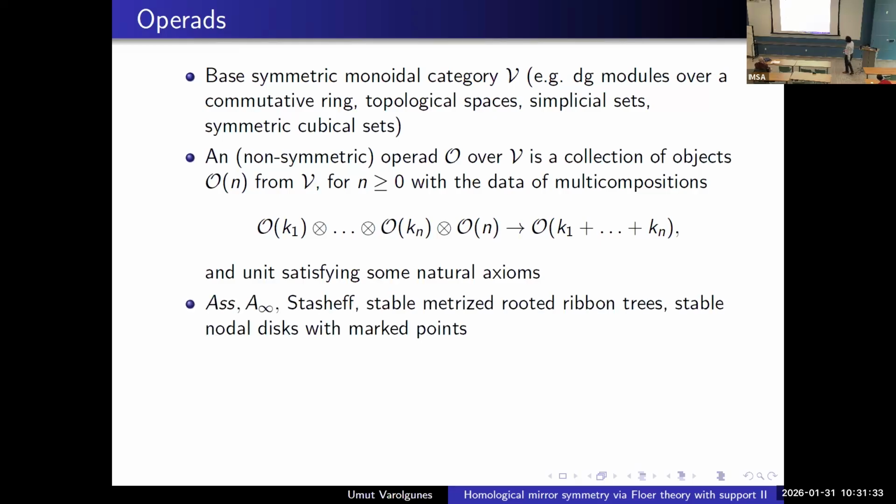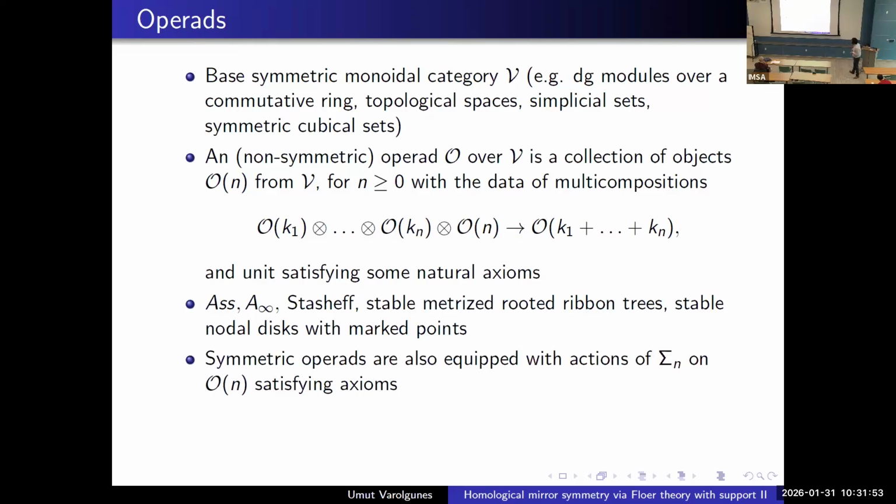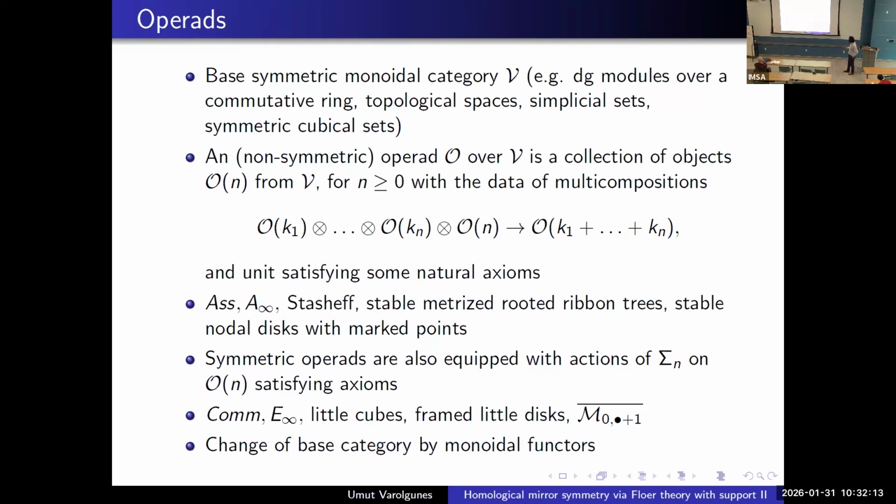And there are some examples. You can have the associative operad, the A-infinity operad, Tashev polytopes form an operad, and you can also consider the stable metrized rooted ribbon trees operad. And you can also consider stable nodal disks with marked points. You can also talk about symmetric operads, which come with symmetric group actions. For those, you have the commutative operad, E-infinity, little cubes, little disks. I will focus on the non-symmetric structures today.